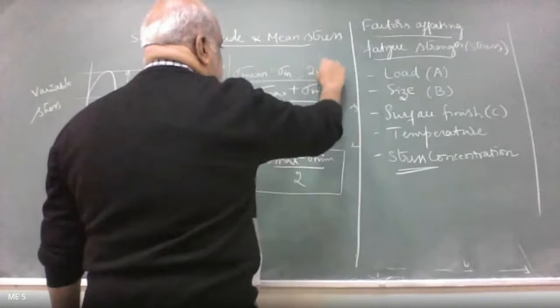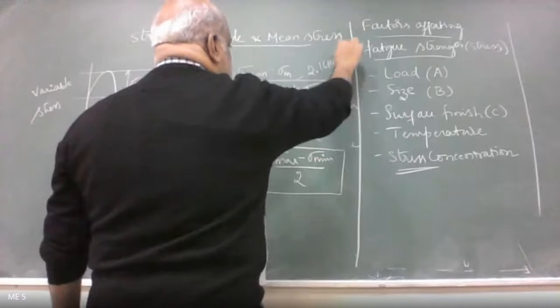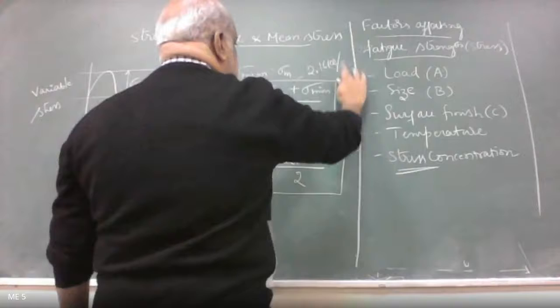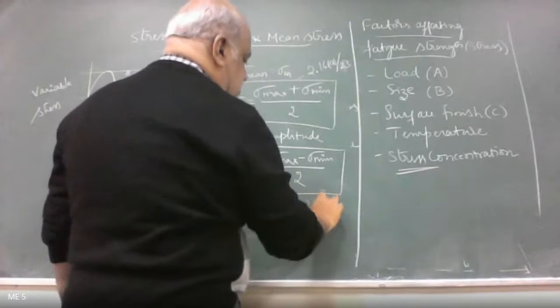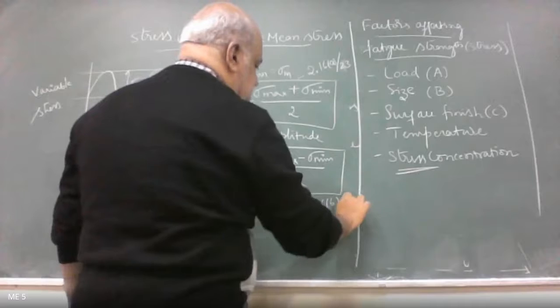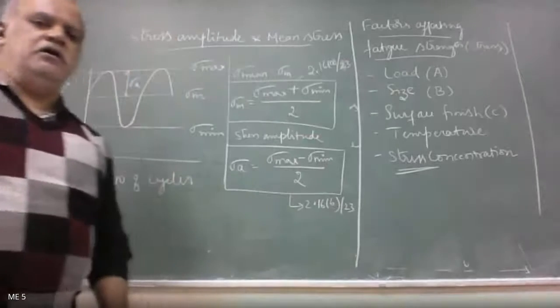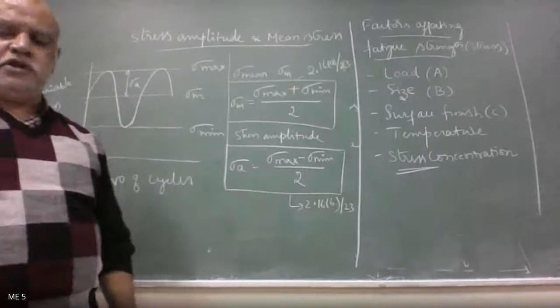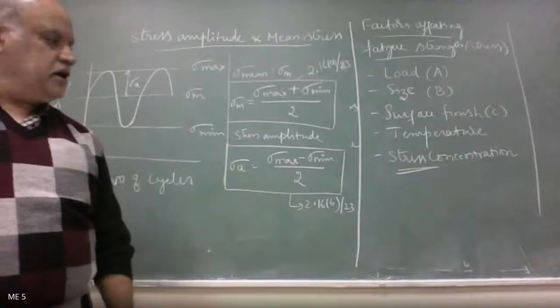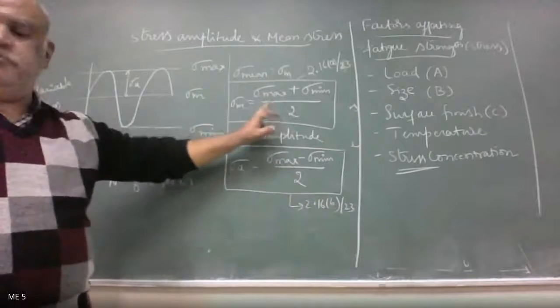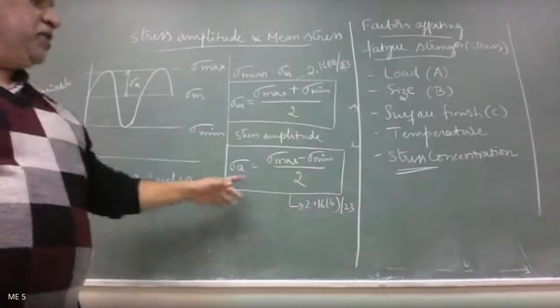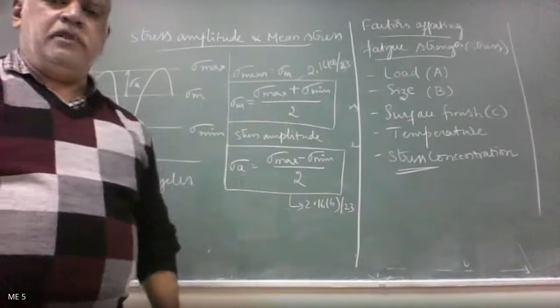Please take out your data handbook. 2.16a is on page number 23, I think, and this is 2.16b on page number 23. I have just shared the data handbook sheets with you. Three sheets are there, please check. On page number 23, you have these equations of mean stress and stress amplitude. Is it okay?